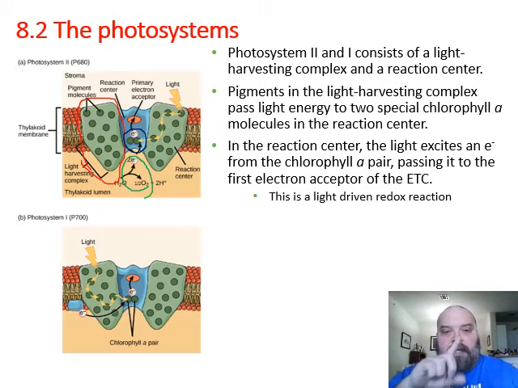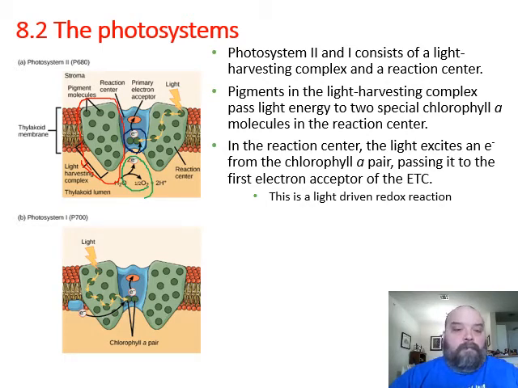So anyways, that electron that was first released by P680 jumps up to what is referred to as a primary electron acceptor. This primary electron acceptor is what will then pass that excited electron onto the electron transport chain.